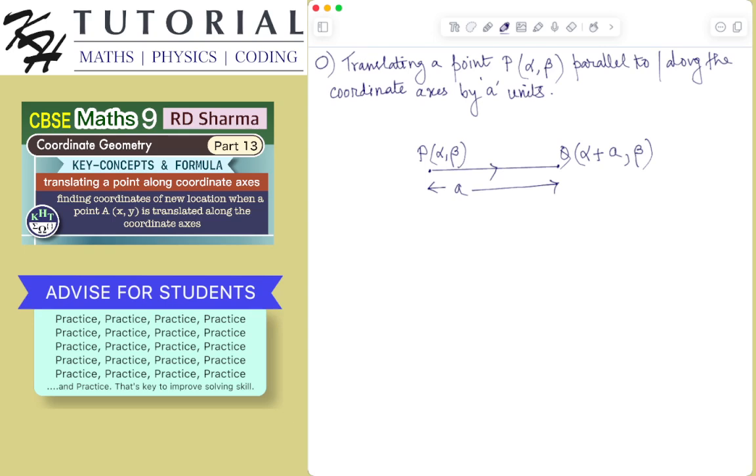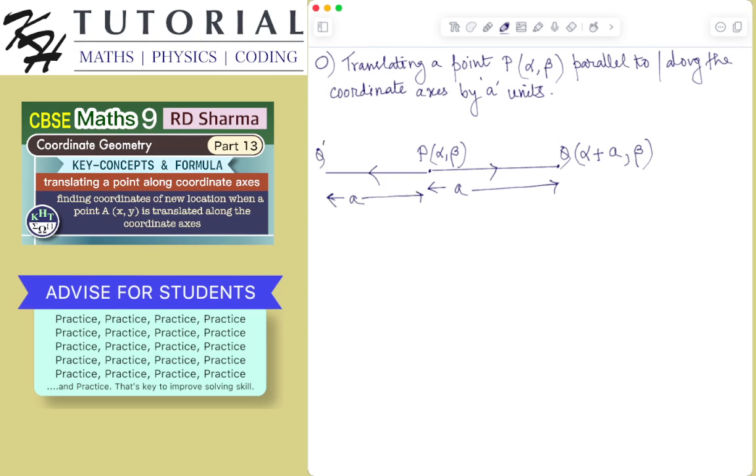Now I can translate this point P along the x-axis to the left by the same units, A units. So what will be the coordinates of the new point? Let's say I am translating this point P to the left by A units.